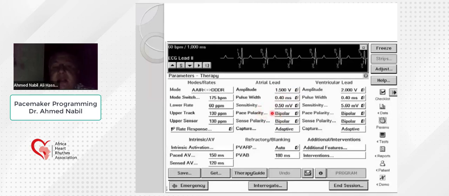The pacing polarity means that I will pace in the bipolar mode, not the unipolar, and the sensing polarity is also bipolar, and this also applies to the ventricular lead. This is the value of the AV delay, and we see here that the paced AV delay is set at 150 milliseconds, and the sensed AV delay is a bit shorter at 120 milliseconds.